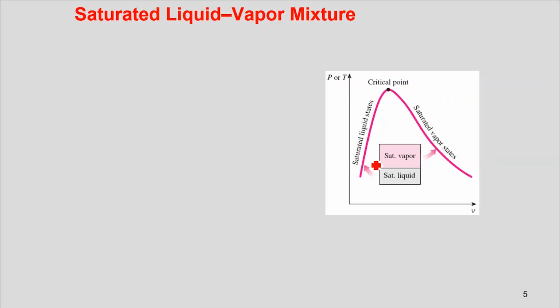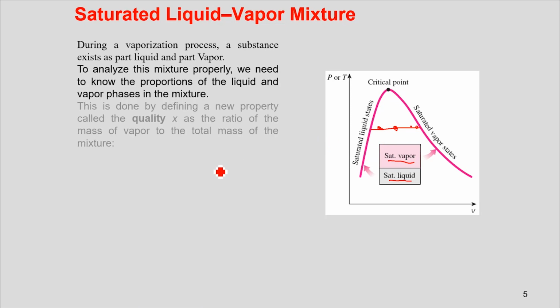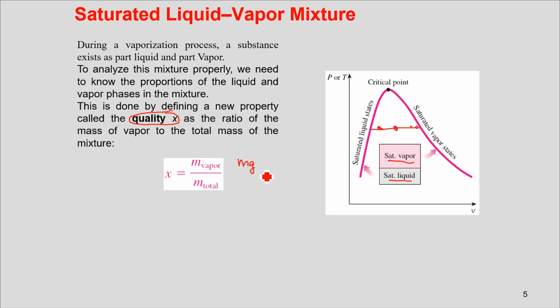Now, when you are in the mixed state, that is, when you are lying on any point on this line, you have a mixture of saturated vapor and saturated liquid within the dome. In order to quantify the position on the line, you define the value of quality, which is defined as x. Quality is nothing but the mass of vapor, which is mg, divided by the total mass of the system. And you should remember that total mass is the mass of liquid plus mass of vapor, which is mf plus mg.